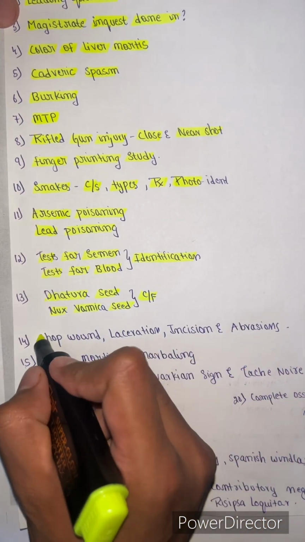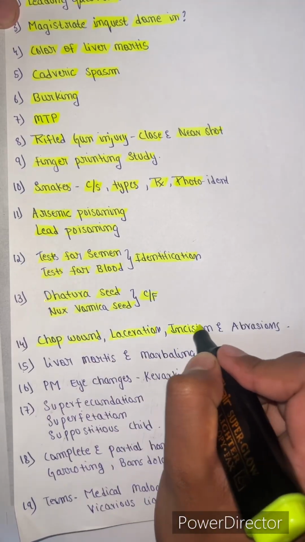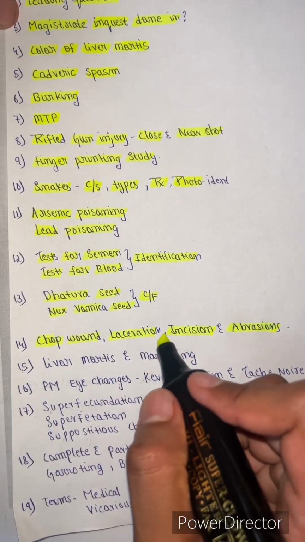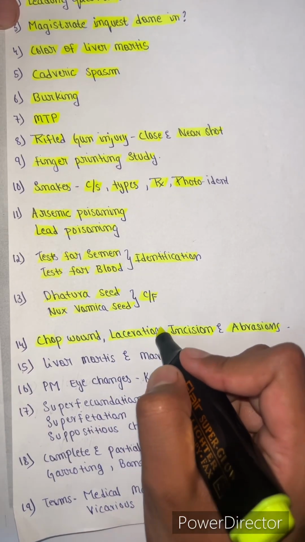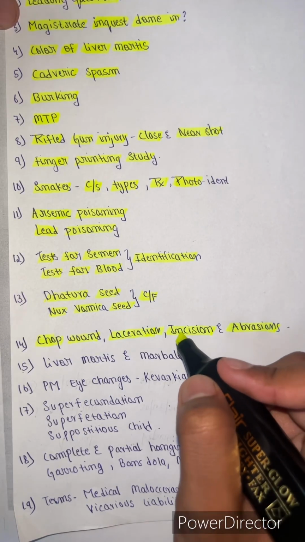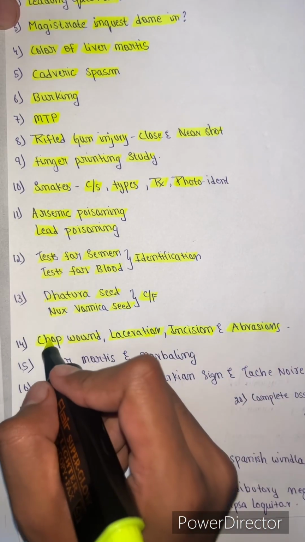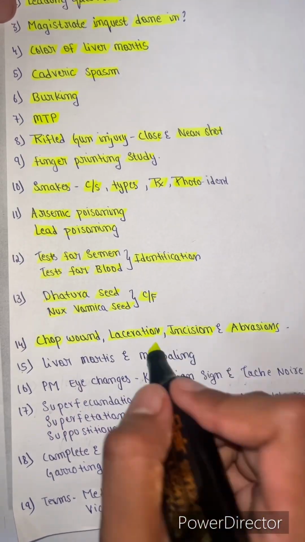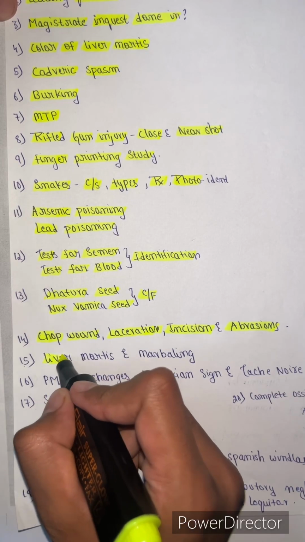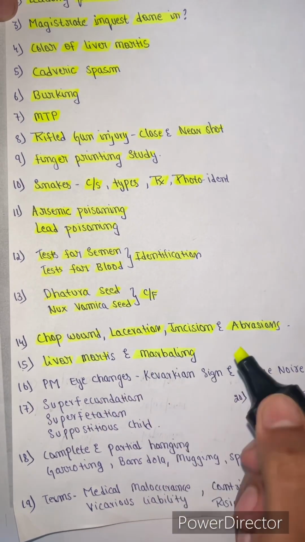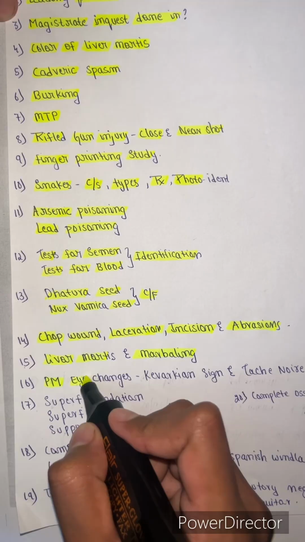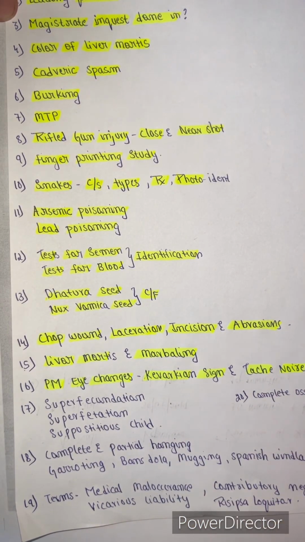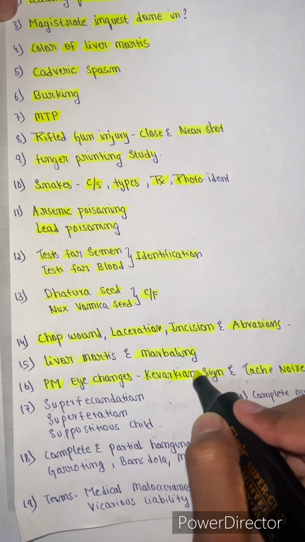Next, we have chop wound, laceration, incision and abrasion. Know about these clinical features, like how to identify, what clinical features we'll get to see. By looking at the margins, edges, tissue bridges, you will be able to differentiate. Chop wound is caused by a heavy weapon. When you are solving the questions, you will get to know this. Next, we have livor mortis and marbling, also very important. Next, we have post-mortem eye changes, like Kevorkian sign and tache noire sclerotique, which is also important. Make sure you know about this also.